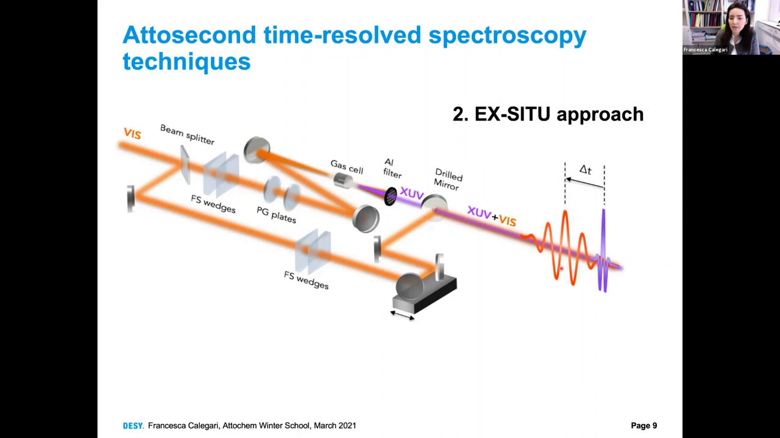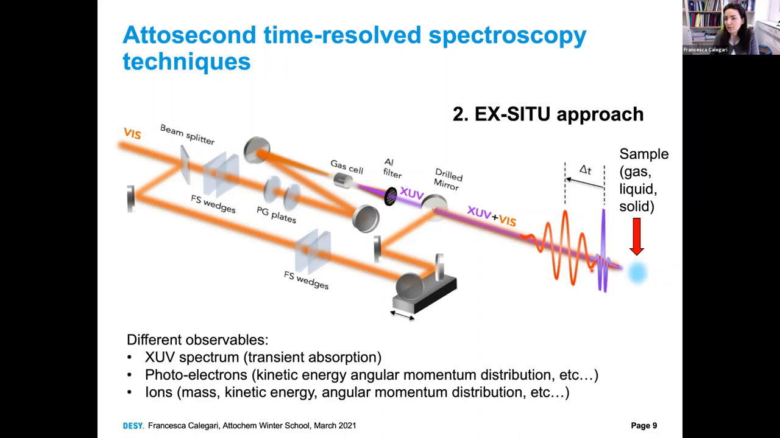And what you will do then is that you will focus those pulses on your target. So please notice the difference between the in situ approach that I was presenting before, where the sample was located here in the high harmonic generation step, and now the sample is located here. So I will focus my attosecond pulse together with my IR probe pulse on the target. Again, as before, the target could be a gas, a liquid, a solid. I mean, there are many different kinds of targets that I can use.